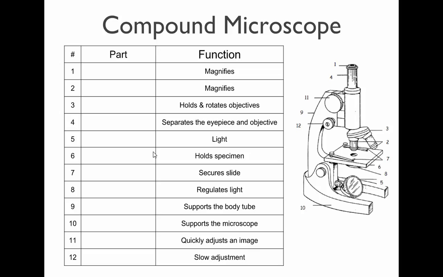So here we have our compound microscope. One of the things you're going to have to know are the parts of the microscope. We'll start this today. So the part you look through, it's called the eyepiece. It magnifies the image. There's a lens in here that helps make the image larger. The other lens that magnifies the image is down here. These are called the objective lenses.